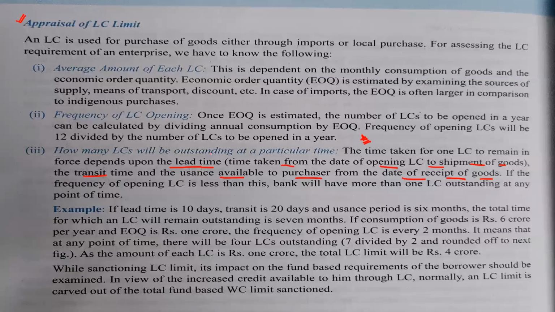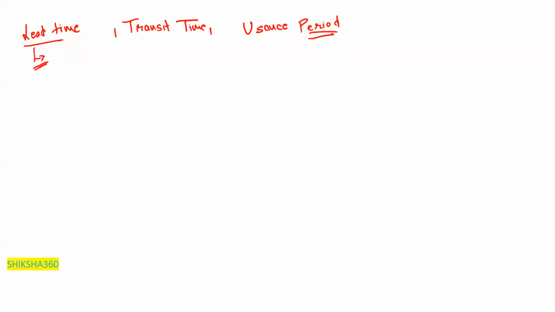First one, they use the lead time. Second term, they use transit time. Third term, they use usance period. First of all, we will discuss the lead time, that is the time taken from the date of opening the LC to the shipment of goods. That is known as the lead time.